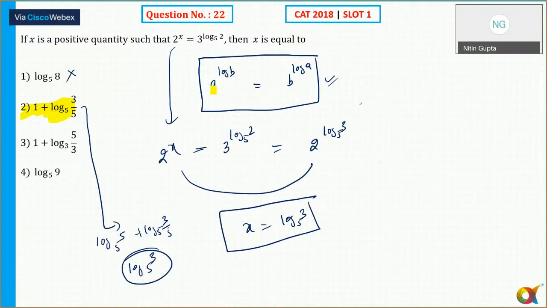So you can see, if you have discussed it, you can do it quickly, isn't it? Any doubts now? Can we move to the next question then?